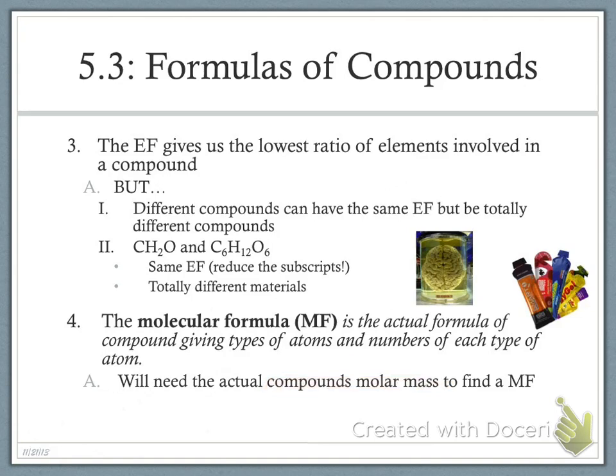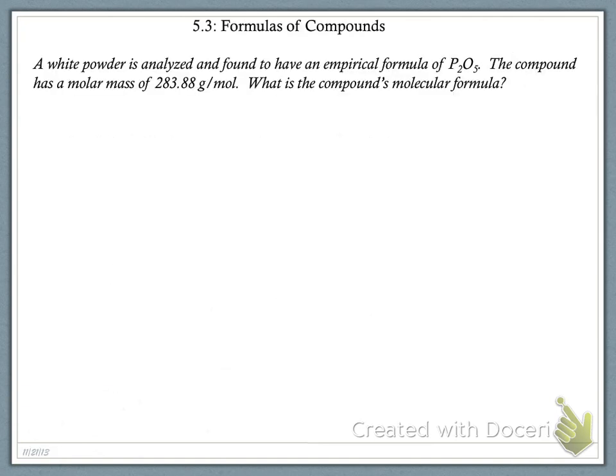All right, so let's see how we can use a molar mass to figure out the molecular formula of a compound. We've got a white powder analyzed, and we know that its empirical formula is P2O5. Maybe we did the same process that we did for the previous empirical formula example. We then use a mass spectrometer to find that the molar mass is 283.88 grams per mole. We want to know the compound's molecular formula. This right here is the lowest ratio of the elements involved. We can't reduce that anymore and still take whole numbers. So that is referred to, again, as the empirical formula. Okay, so now we want the molecular formula.